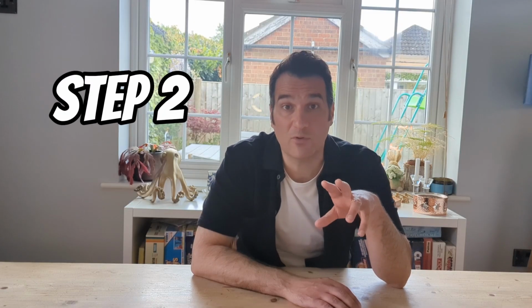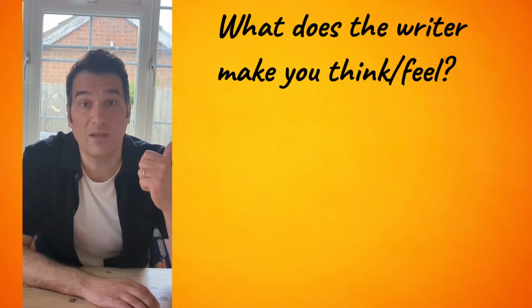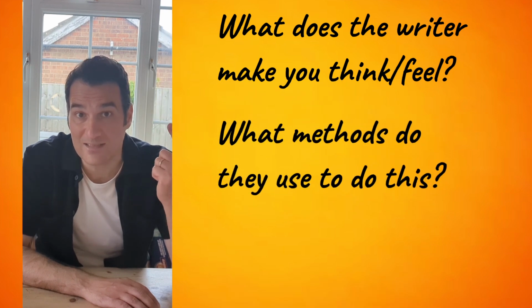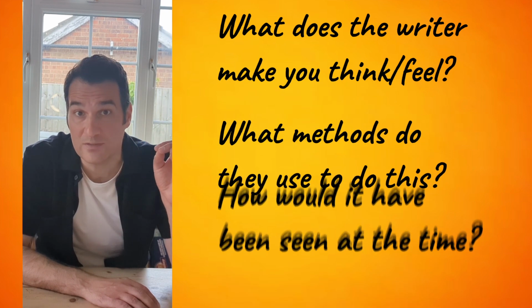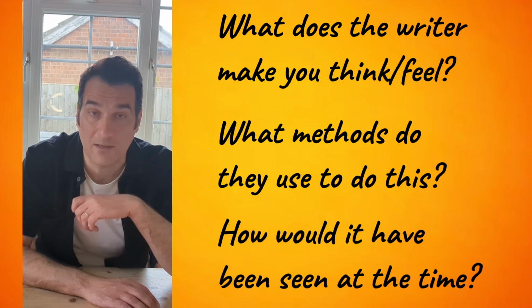Step 2, when you're writing up your essay, you want a nice clear thesis statement to start off with. So that's a first sentence where you explain your plan nice and clearly. And then each point that you write up, you want to explain what the writer makes us think or feel, how they use character, setting or structure to achieve this with quotations where it's appropriate, and context, how the text would have been seen at the time.